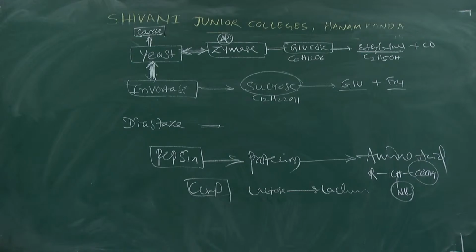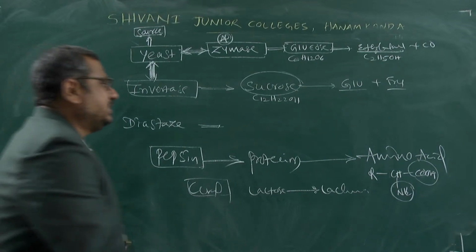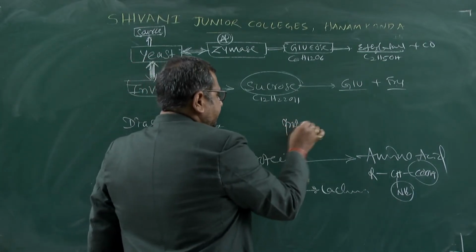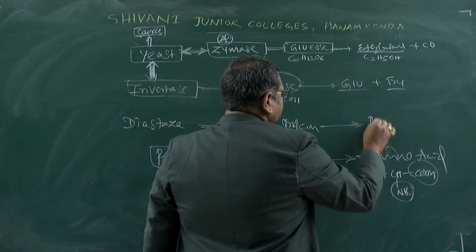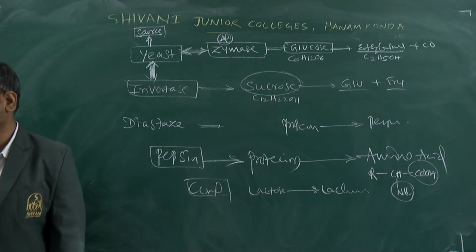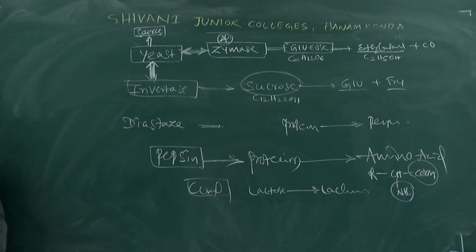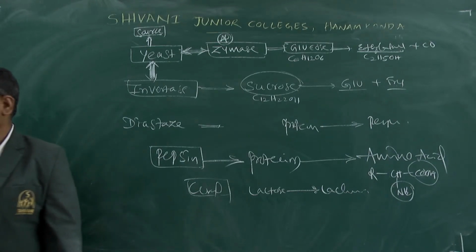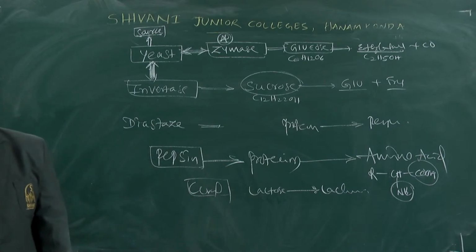Another one is trypsin. Trypsin is present in the intestine, and proteins are converted to peptides. That enzyme is the trypsin enzyme. This is about the enzymatic action that takes place.